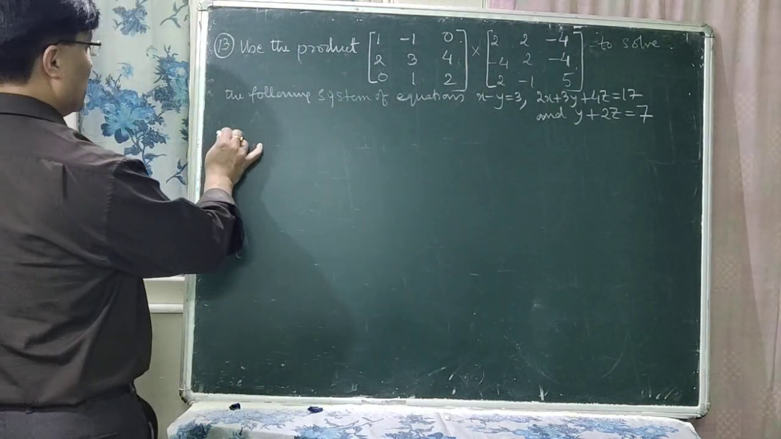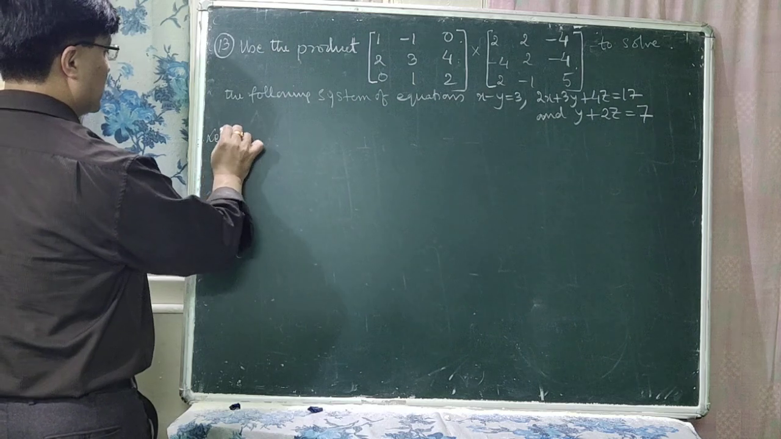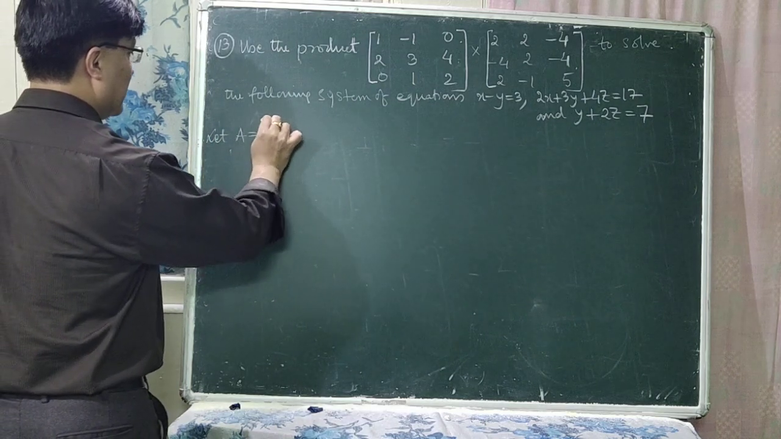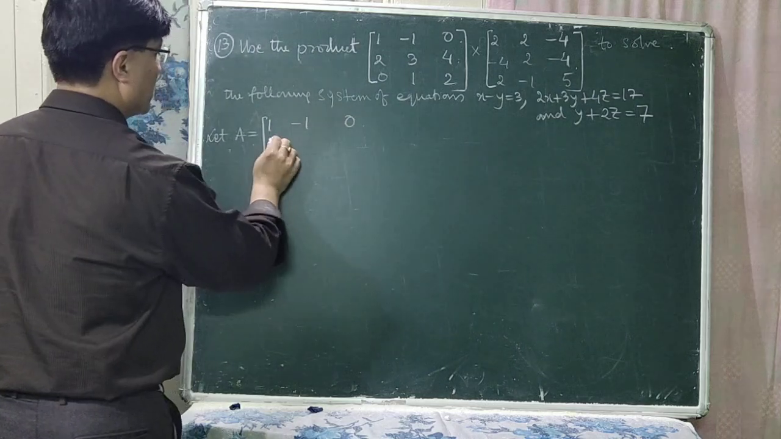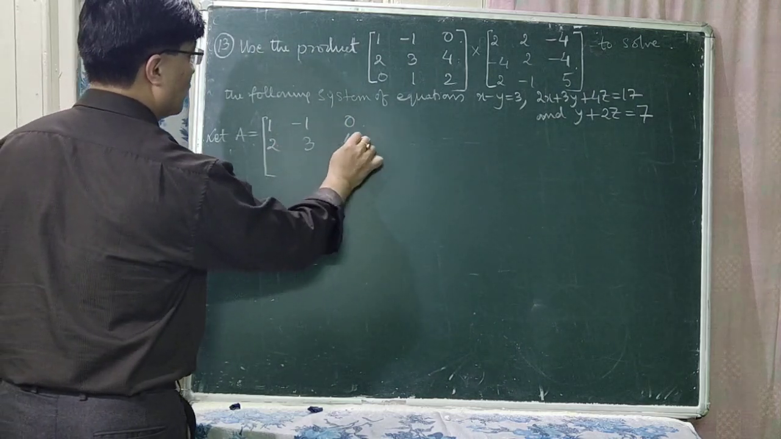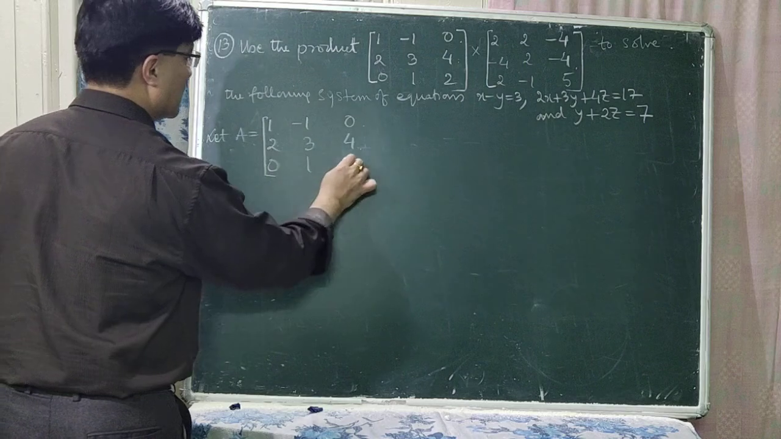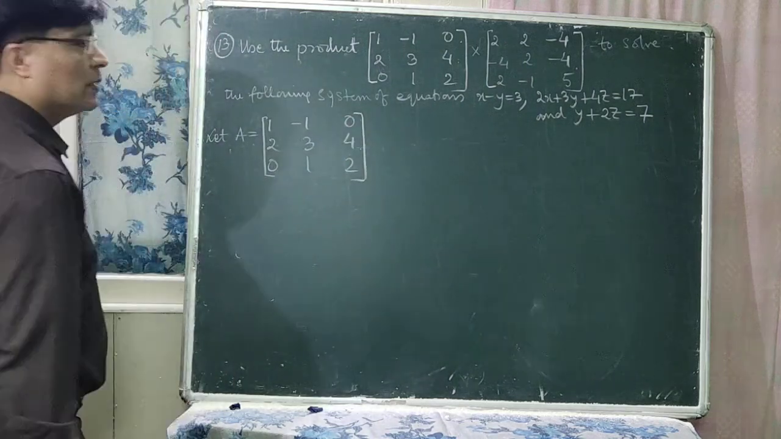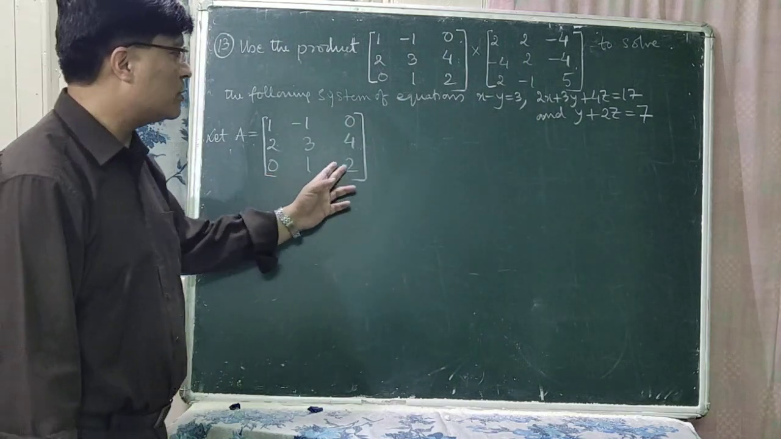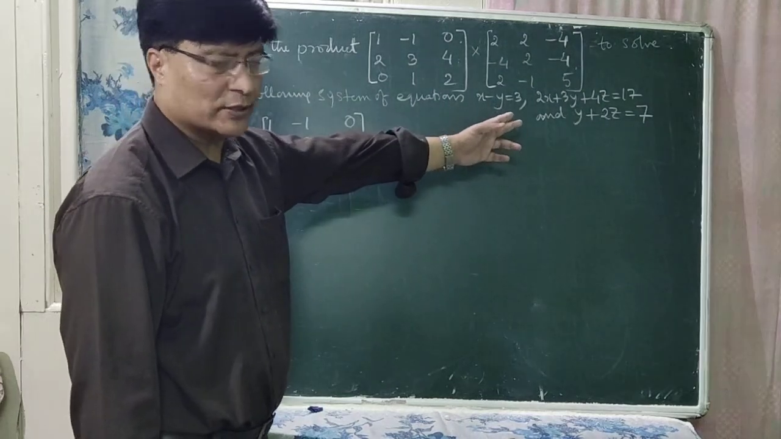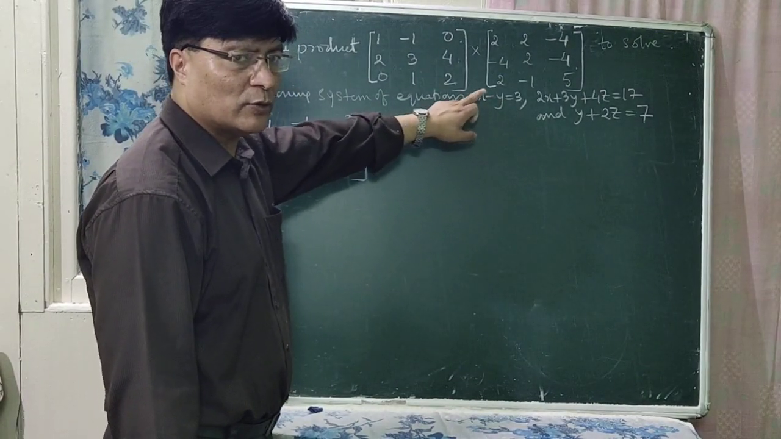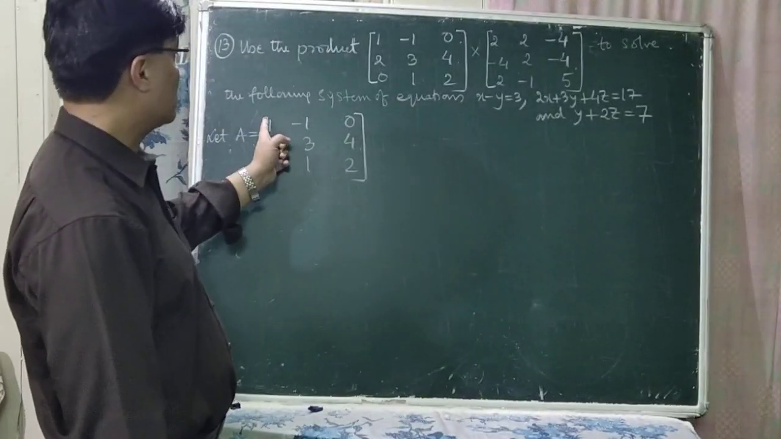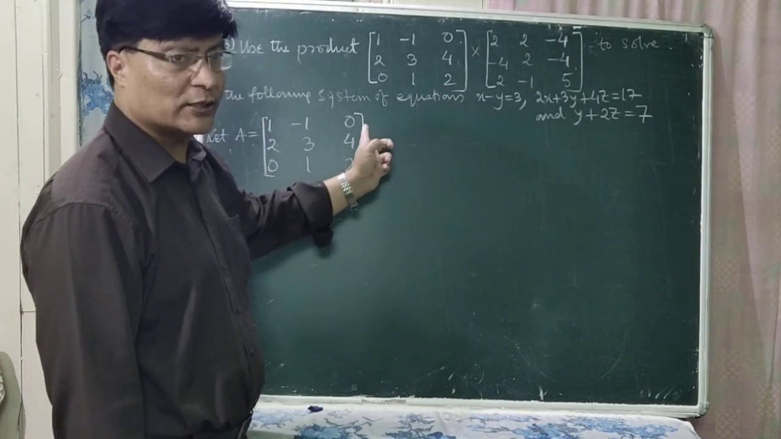Okay. So let us assume, let capital A is equal to [1, -1, 0; 2, 3, 4; 0, 1, 2]. So this is just like your coefficient matrix of the given system of equations. What is the coefficient of x here? 1. Coefficient of y is minus 1. So it is 1, minus 1, and z is not there, so it is 0.